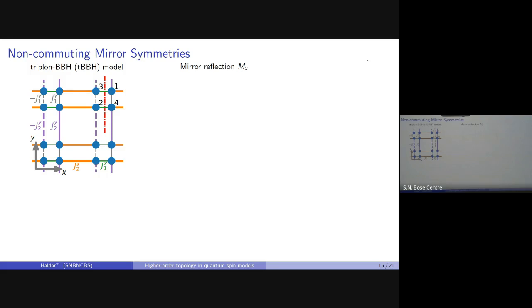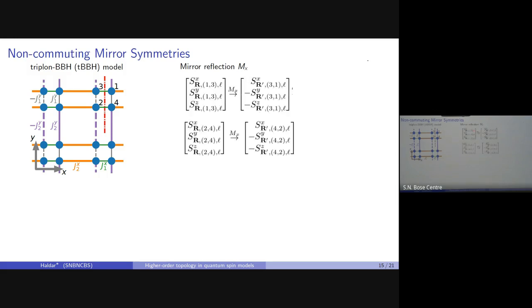The other symmetry, the operation of this mx on spins 3 and 1, is not that trivial. If I apply mx on the spin on side 3, it will map to a spin on side 1, but these two are not a symmetry of our model. Instead, you need to add another piece of symmetry information, which is a partial twofold rotation about the z-axis for 3 and 1. So this combined symmetry, c2 tilde z times mx, is a symmetry of our model.